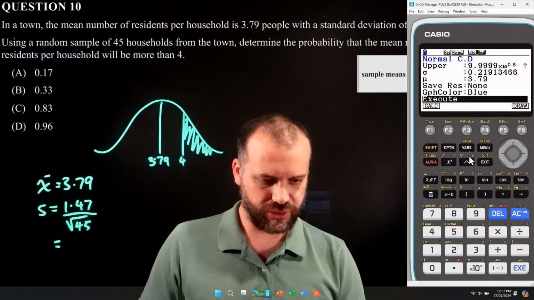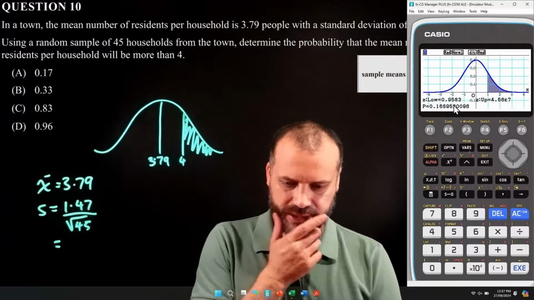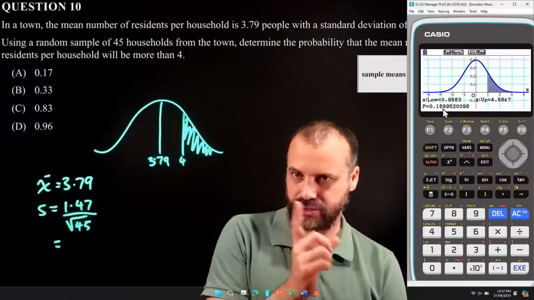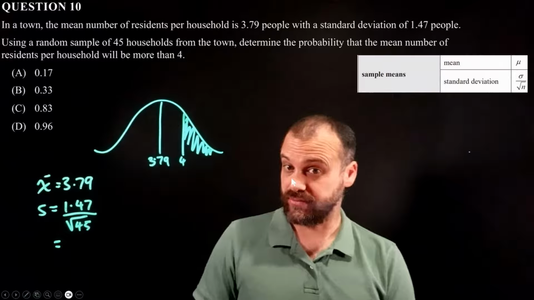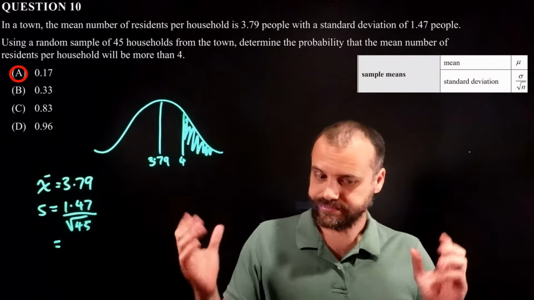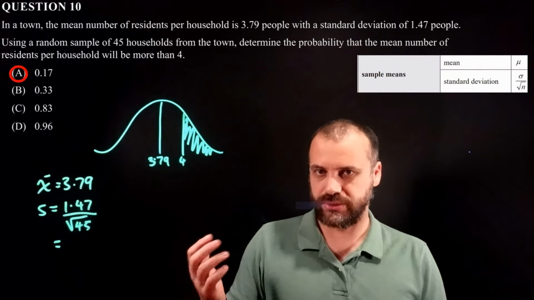All right, let's draw. Beautiful. And that gives us a probability of 0.1689. Do we see 0.1689? I see something very close to it, 0.17. That's my answer. All right, great little question there. Not much to talk about.